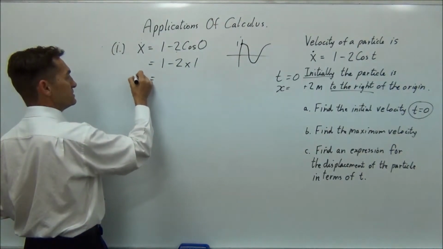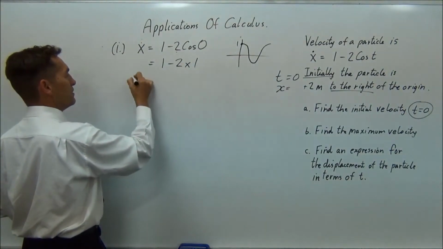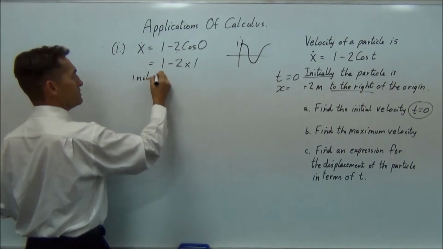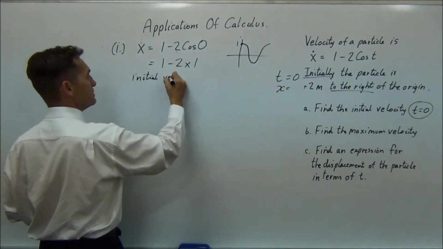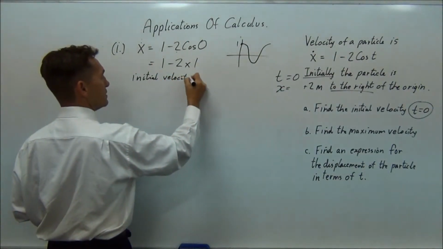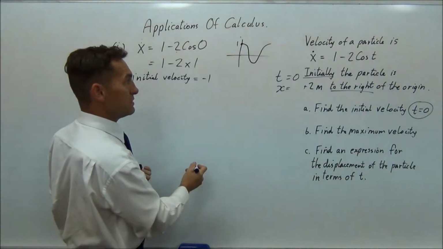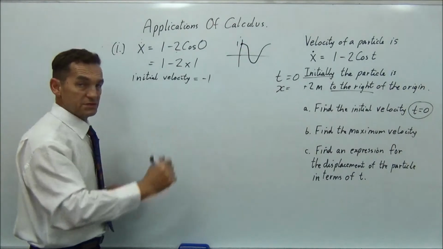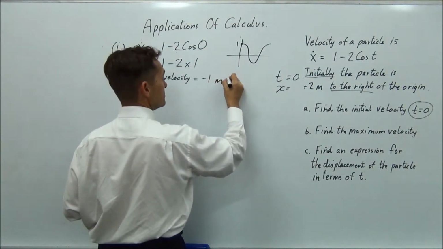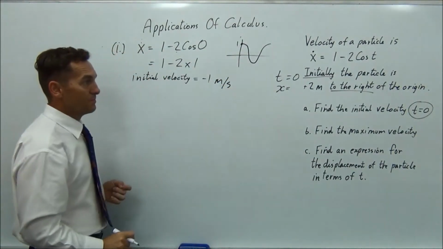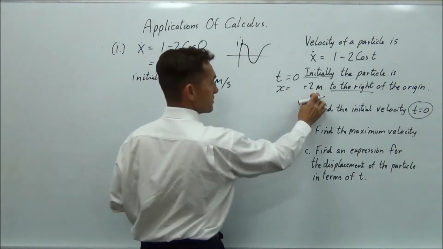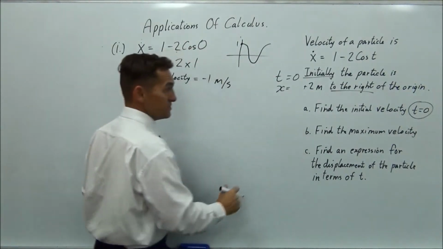So the initial velocity equals minus 1, and we're in metres. Oh, it doesn't say. Let's assume it's in metres. Minus 1 metres per second. Okay? Oh, it is in metres. So we've got metres there. It is in metres. Great.